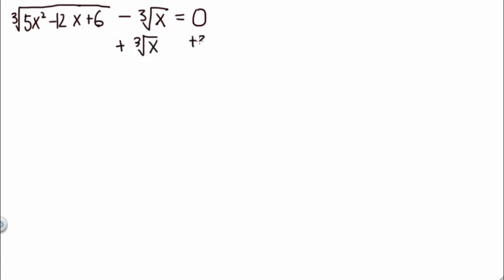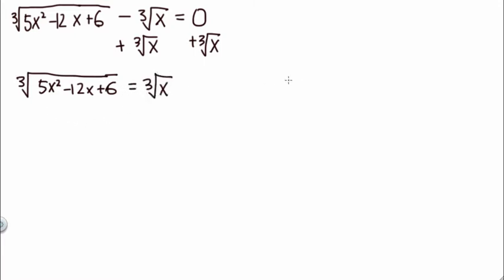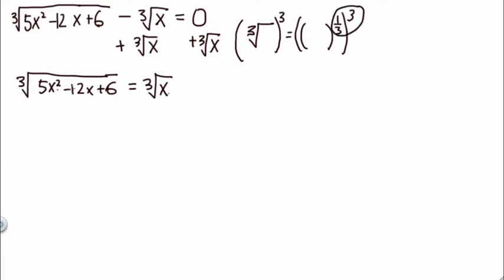So I'll add the cube root of x to both sides. Now on one hand I have the cube root of 5x squared minus 12x plus 6, and on the other side I have the cube root of x. At this point we know that the cube root of something is the same as raising it to the 1/3. If we're trying to make 1/3 into 1, what we do to both sides is take it to the third power, because 1/3 times 3 is equal to 1.